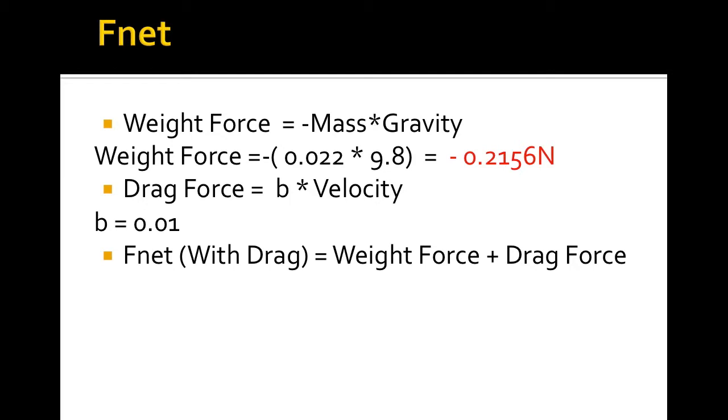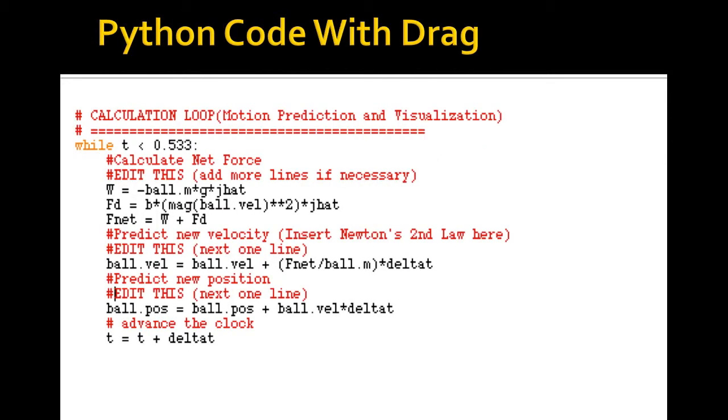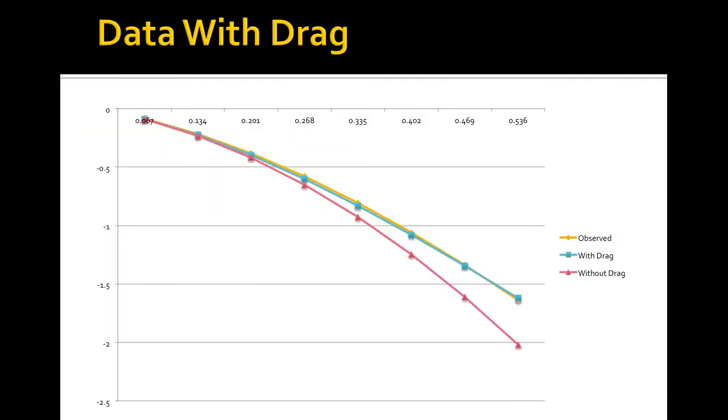Drag force is calculated by B times velocity, and in this case B equals 0.01. So our new F net is now weight force plus drag force. So we now put that into our Python code, which is shown here. The weight force is still the same, and the drag force is calculated here. So we set F net equal to weight plus drag force. Our Newton's second law equations still stay the same. The only thing that's changing is our F net.